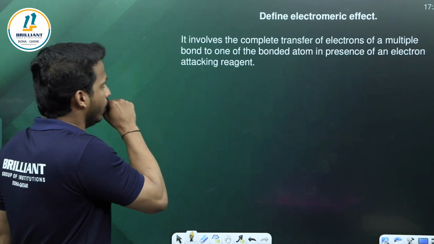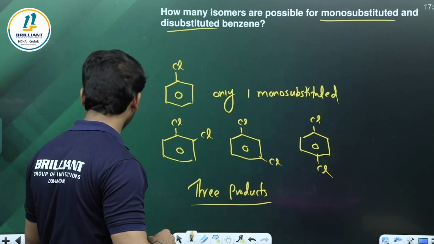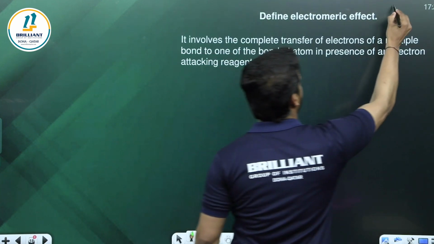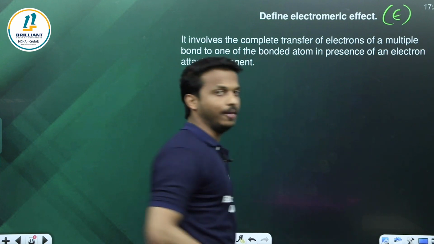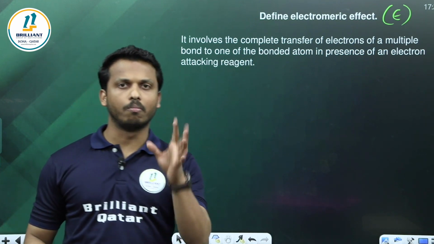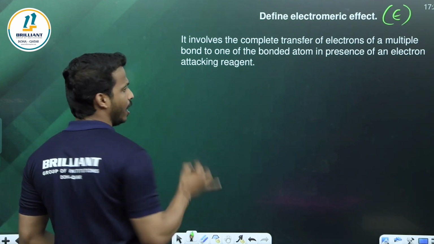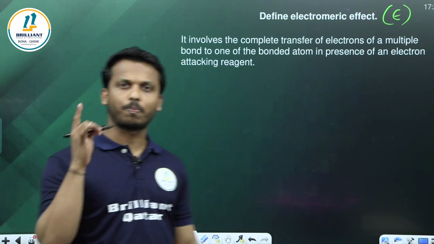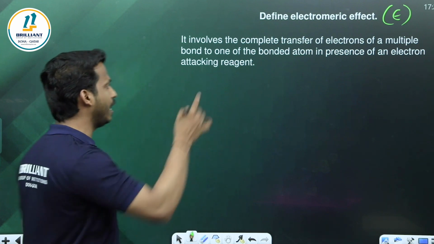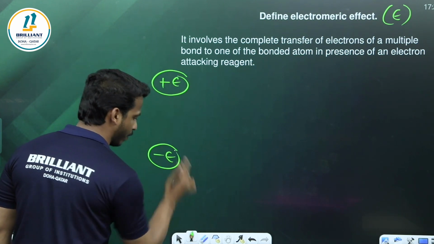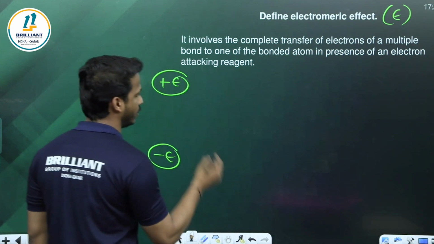Next one. Define electromeric effect. We studied what is E effect, capital E. What do you mean by electromeric effect? Definition is already there. Let me tell you the 2 cases. You know, inductive effect we studied as plus I and minus I. Similarly, electromeric effect is there, plus E effect and minus E effect. Carefully listen, very simple question, very simple theory.